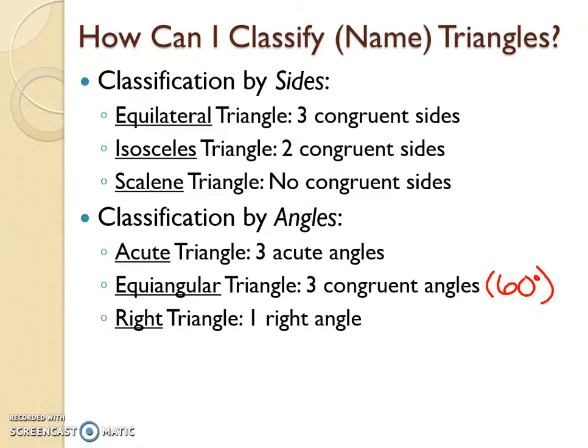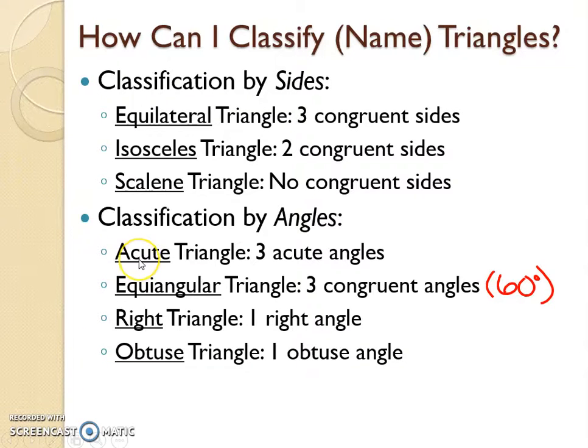And then a right triangle has one right angle, which we know is 90 degrees. An obtuse triangle has one obtuse angle, which is over 90, less than 180. So here are four types of triangles classified by angles: acute, equiangular, which means equal angles, 60, 60, 60, right triangle, and obtuse triangle.